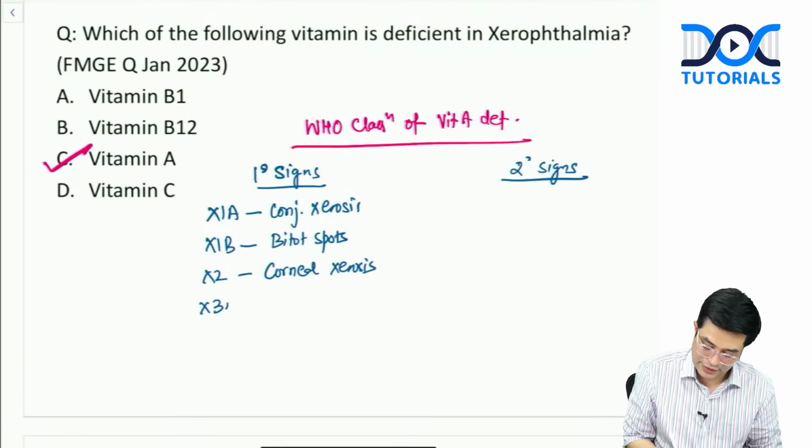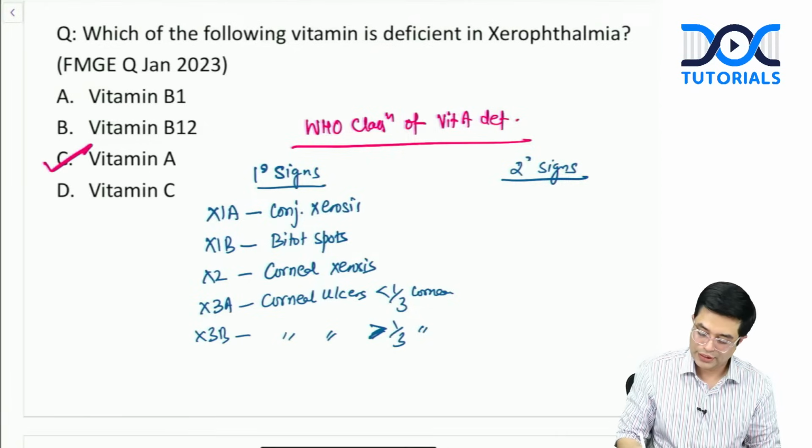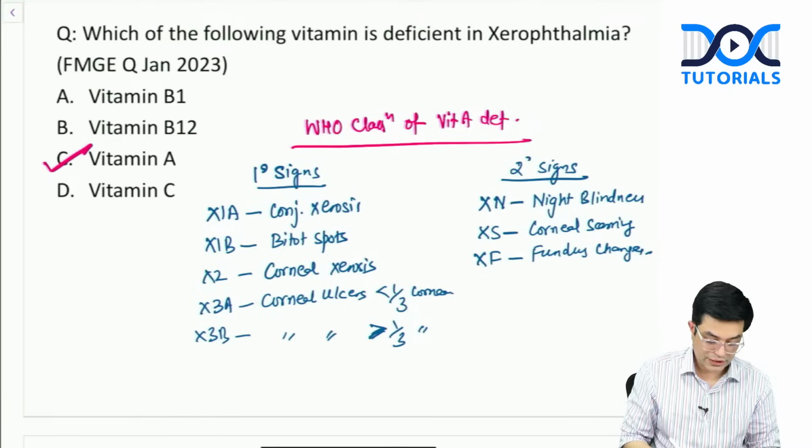Then we have X3A, where there is a corneal ulcer, but the size is less than 1/3 of the cornea, whereas X3B is corneal ulcers more than 1/3 the size of the cornea. And secondary signs include XN, which stands for night blindness, XS, which stands for corneal scarring, and XF, which stands for fundal changes. So these are the WHO classification.